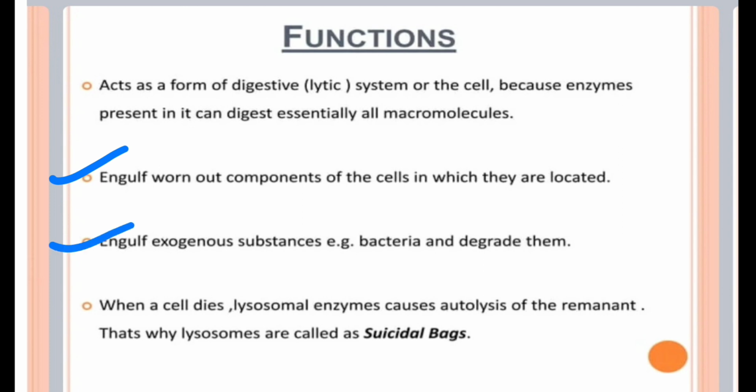The next is to engulf exogenous substances such as bacteria and degrade them. I have already told you that they will engulf. Exogenous substances are bacteria or viruses, whatever the waste products, which they will engulf or swallow, and they will die with them. In the next point, when a cell dies, lysosomal enzymes cause autolysis of the remnant. Remnant means whatever the dead parts are. That is why lysosomes are called suicidal bags. Lastly, we will see the nucleus, that is the brain of the cell.